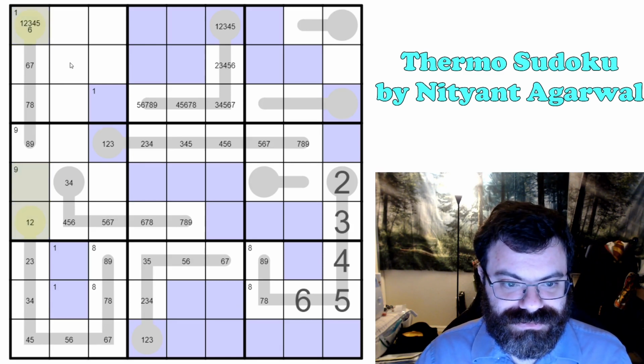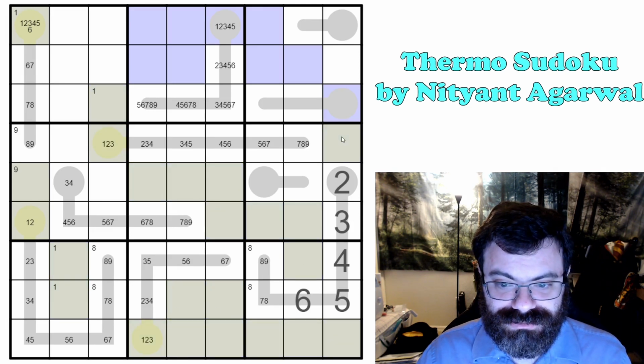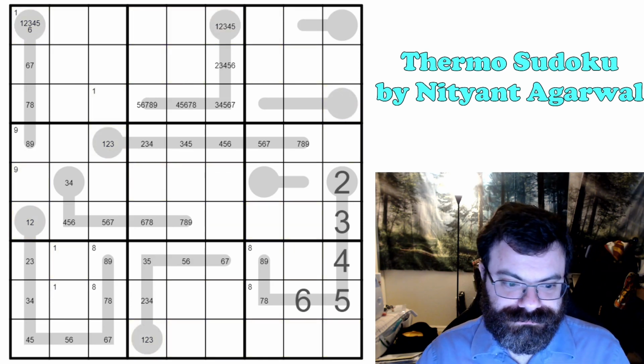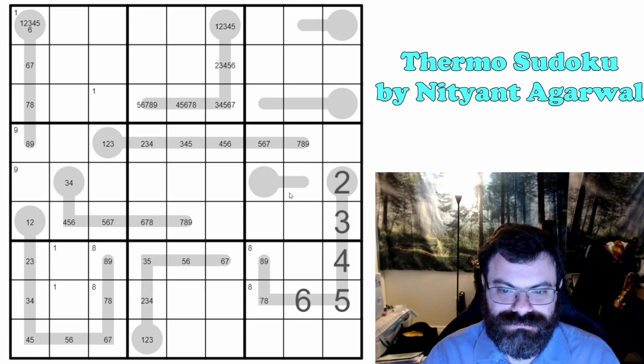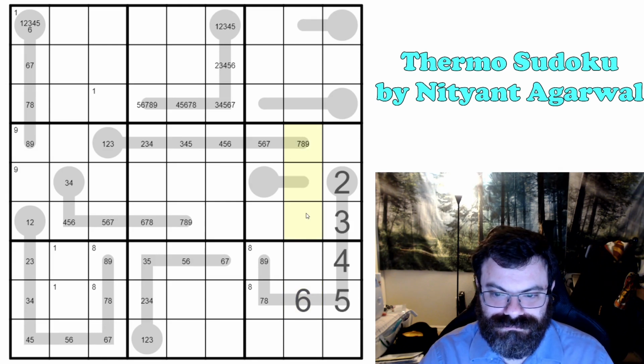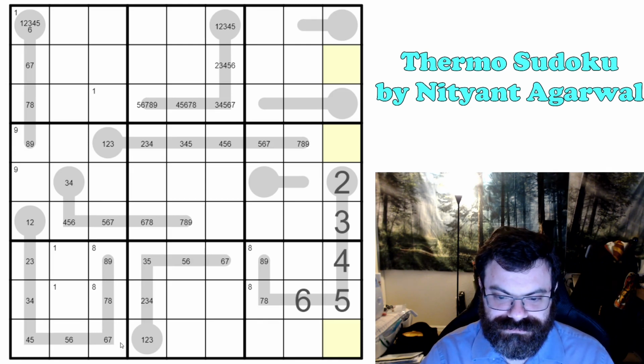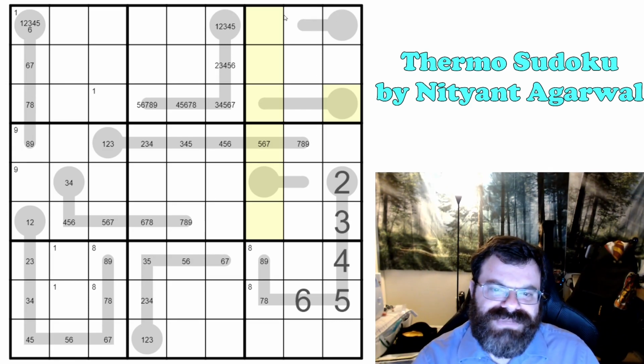Okay, well, let's do that. Let's remove the highlights for now. Nine's going in one of those 3. What about 8s? Have 8s become interestingly restricted? Not seeing it.